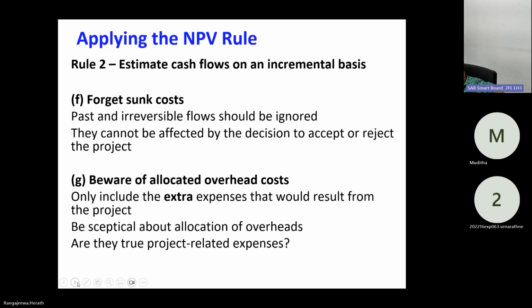A portion of the 10 million also gets allocated to us, right? Internal, divisional. But that should not be considered for valuation. The allocated cost cannot be considered in the NPV calculation. Only the extra cost, additional fixed cost.